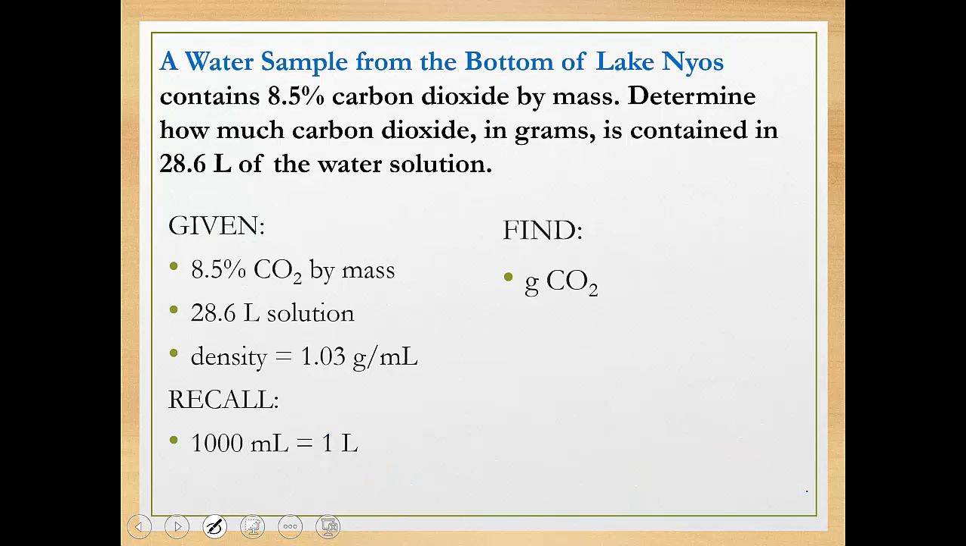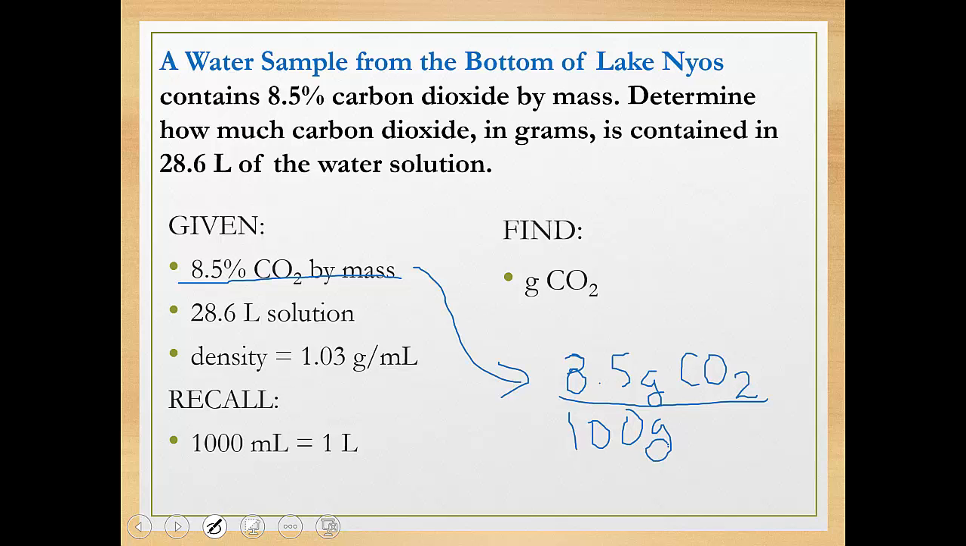So let's look at an example of that going back to our Lake Nyos. The water sample taken from the bottom of Lake Nyos contained 8.5% carbon dioxide by mass. So what we want to know is how much carbon dioxide in grams is that if I took a sample that was 28.6 liters of water. All right, so if I look at my given information, I know that I have 8.5% carbon dioxide by mass, okay, which in the next slide it'll show you this, but we can go ahead and just think of that in terms of our conversion factor. That's 8.5 grams of carbon dioxide for every 100 grams of the water solution, of lake water. Okay, and I took 28.6 liters of that solution. That was the total amount that I had.